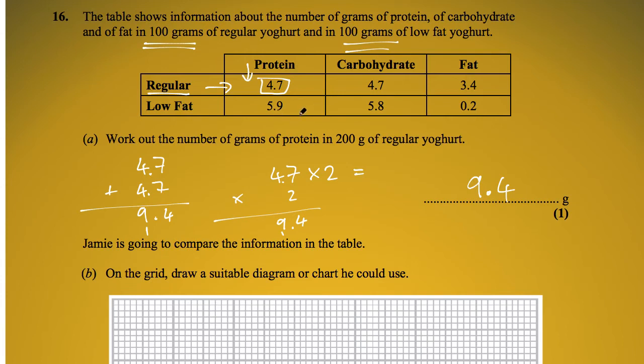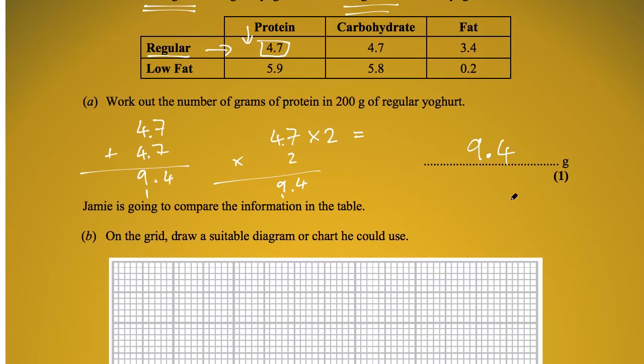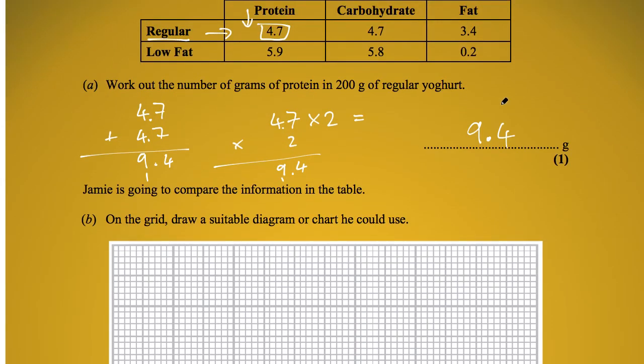and then along the bottom we can have protein, carbohydrate, fat, and regular, low fat. We could also do a composite bar chart where you've got the columns stacked on each other, but I think probably the easiest thing to do is to draw one. So let's look at our scale. We've got to go from 0 up to the highest value of 5.9. So let's make it go up to 6 on our vertical scale.